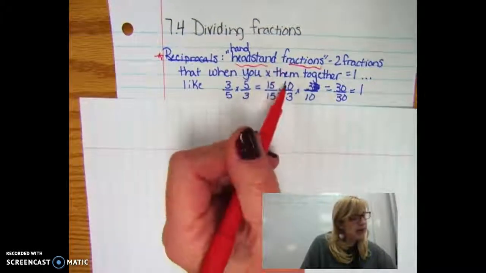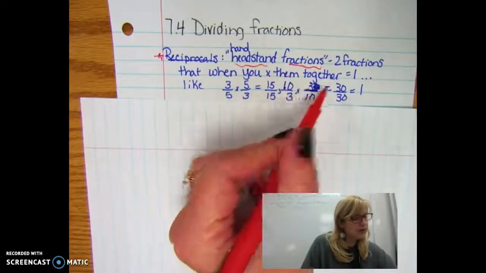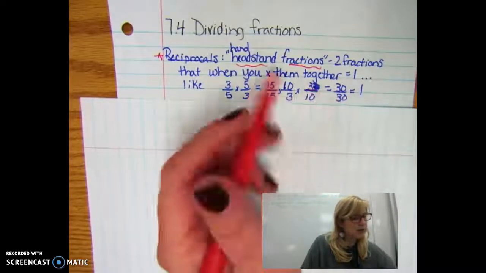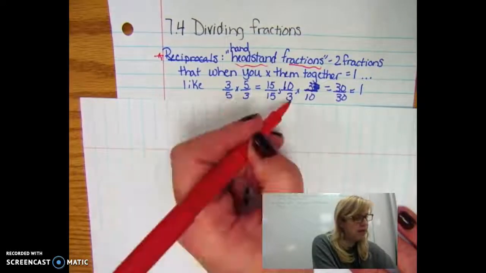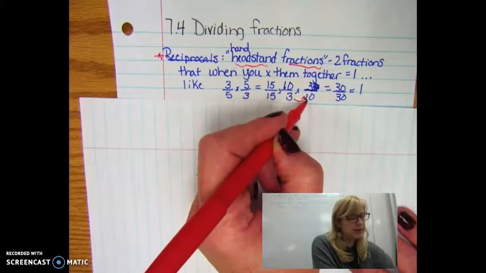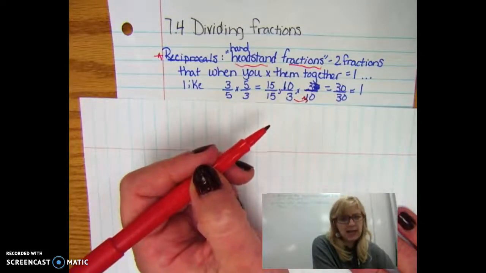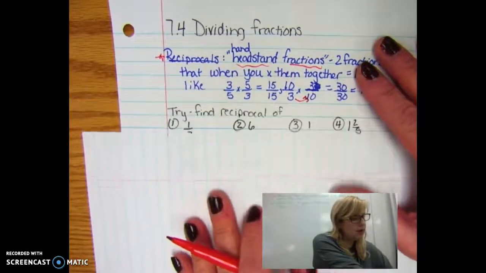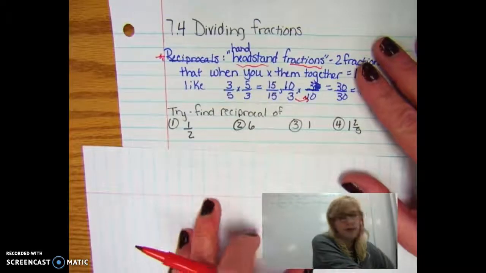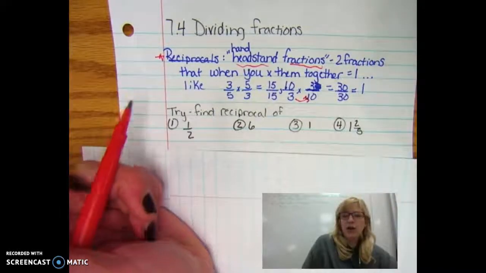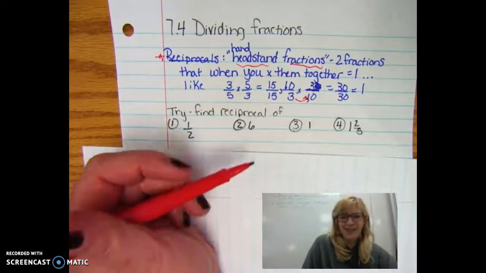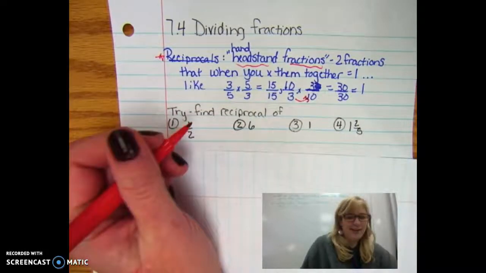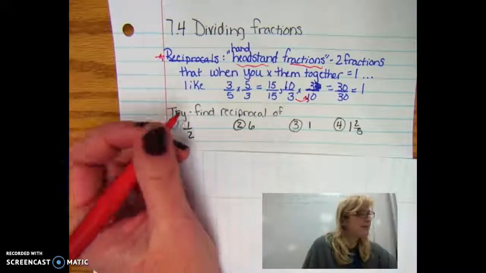So in this one, I have 10/3 times 3/10 equals 30/30 equals 1. So the reciprocal of 10/3 is 3/10. It's just the flip. It's the handstand. So try to find the reciprocal of these numbers. And you can go ahead and pause if you would like. This one is a little sticky, but should be easy enough.